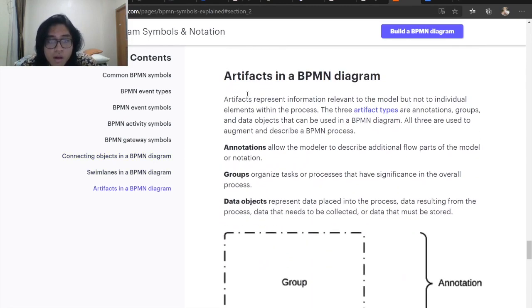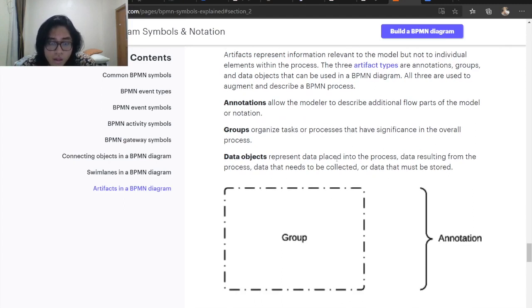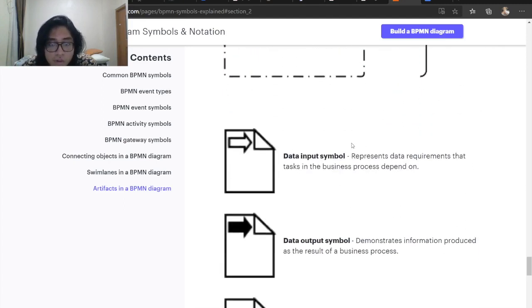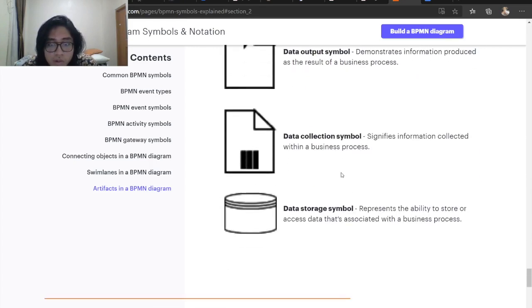And the last one, there are artifacts in BPMN diagrams. Artifacts represent information relevant to the model but not to the individual elements within the process. There are three types of artifacts: annotation, group, and data objects. There are also the data input symbol, data output symbol, data collection symbol, and data storage symbol.